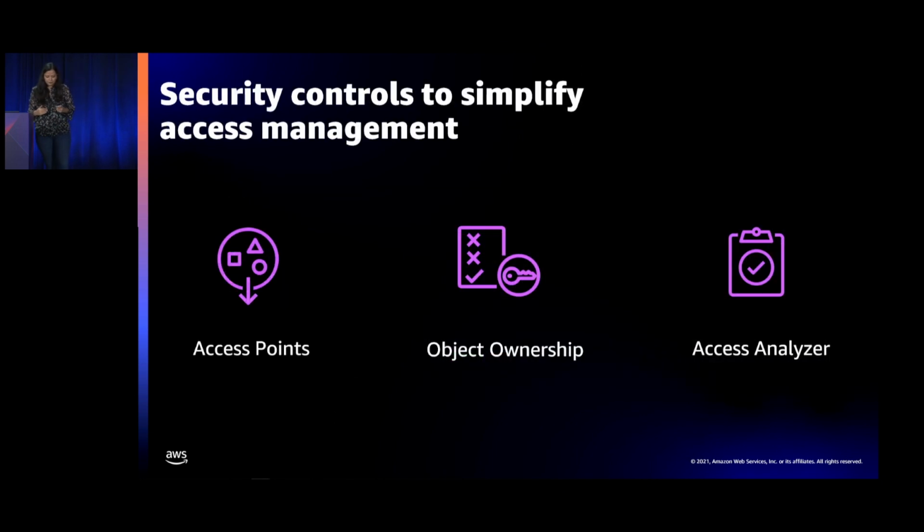So that was all about how to manage access and security for your data at scale. Access points, object ownership, and Access Analyzer are 3 tools that you can use to simplify management of security policies at scale.